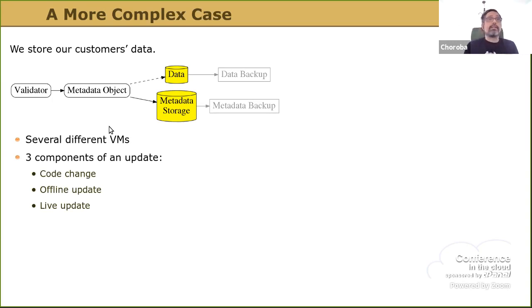Each update of schema, or of metadata as we call it, has 3 components. One is the code change, which changes the code in the metadata object. There is something called offline update, which is code which updates the metadata backup, because we store the backups, and when you want to restore a backup from, like, I don't know, 3 months ago, you can't just take it and load it into the database, because the schema might have changed in between. So you have to upgrade the metadata in the backup.